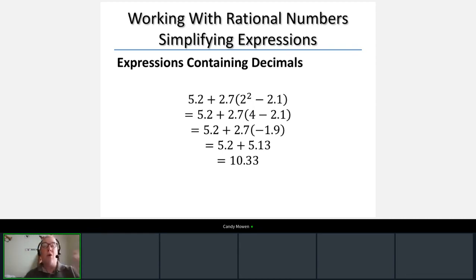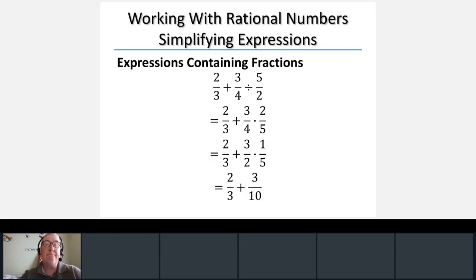If it contains decimals, same thing, unless you want to multiply everything by 10 to get rid of the decimals. But it's the same procedure, folks, and you get 10.33.